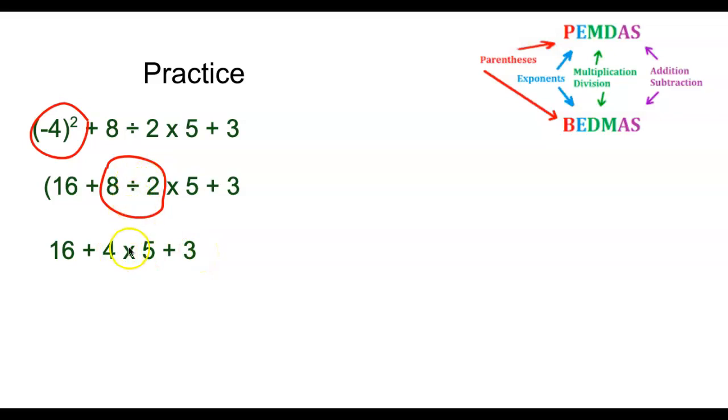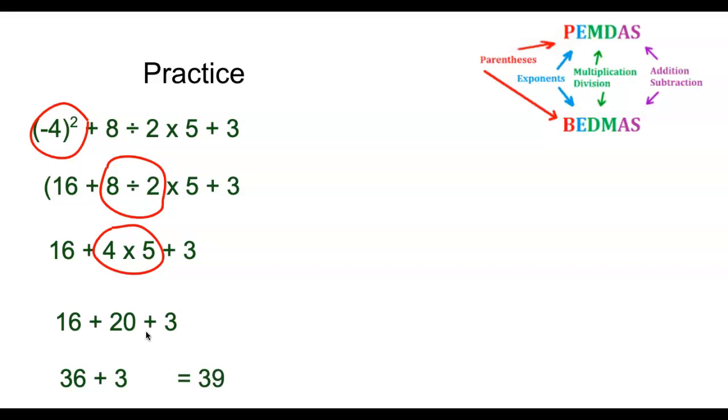After dividing, we now can multiply. So multiplication is the next step. If we do that, 4 times 5 is 20. So now we have 20 over here. Now we are left with just addition, so we can add them from left to right or right to left. It doesn't matter. It will give you the same answer. I'm doing left to right, so 16 plus 20 is 36. 36 plus 3 is 39.